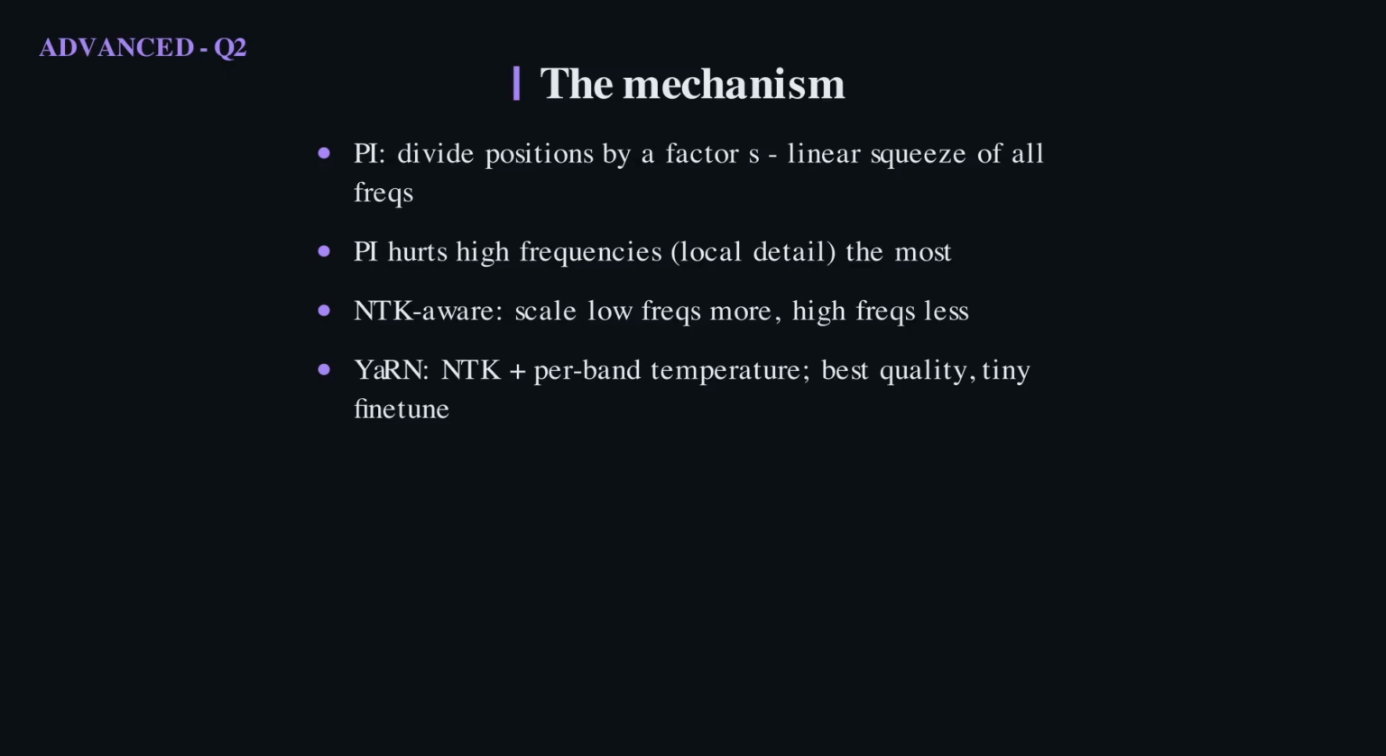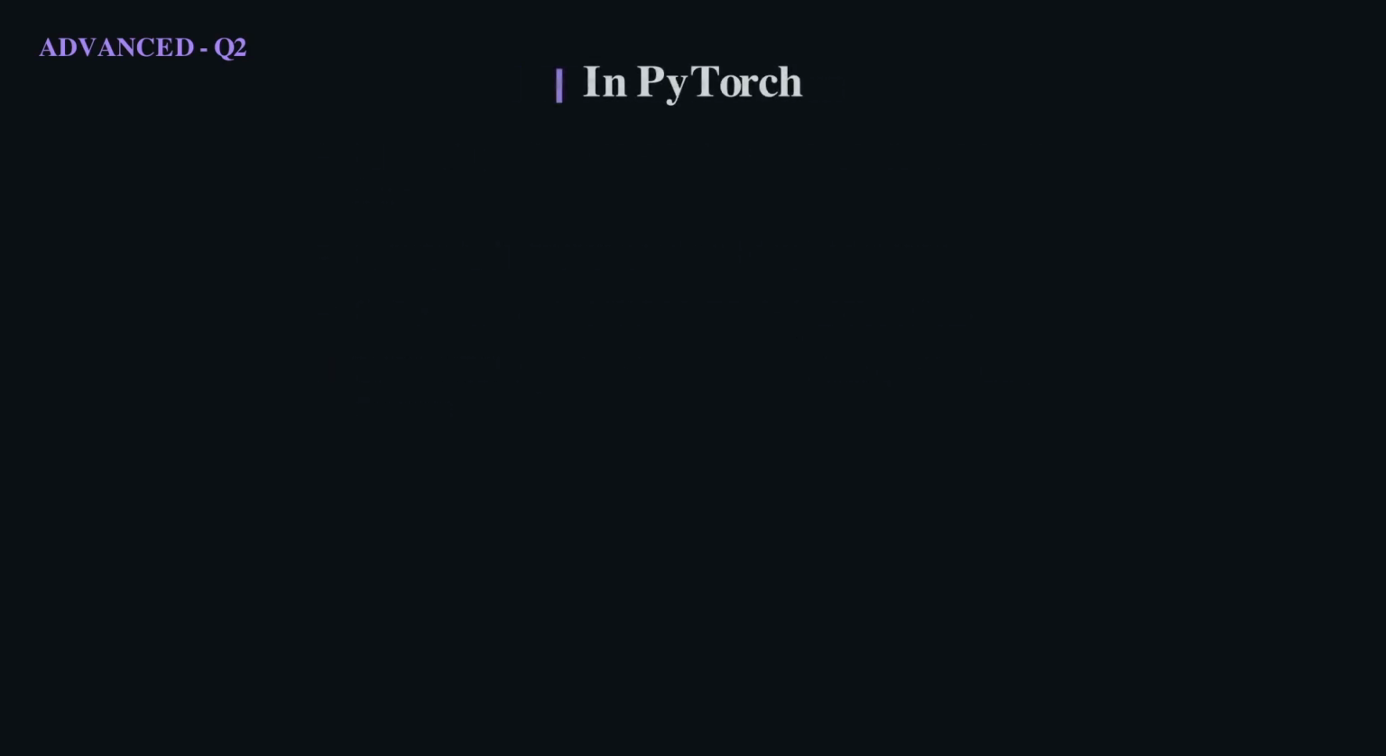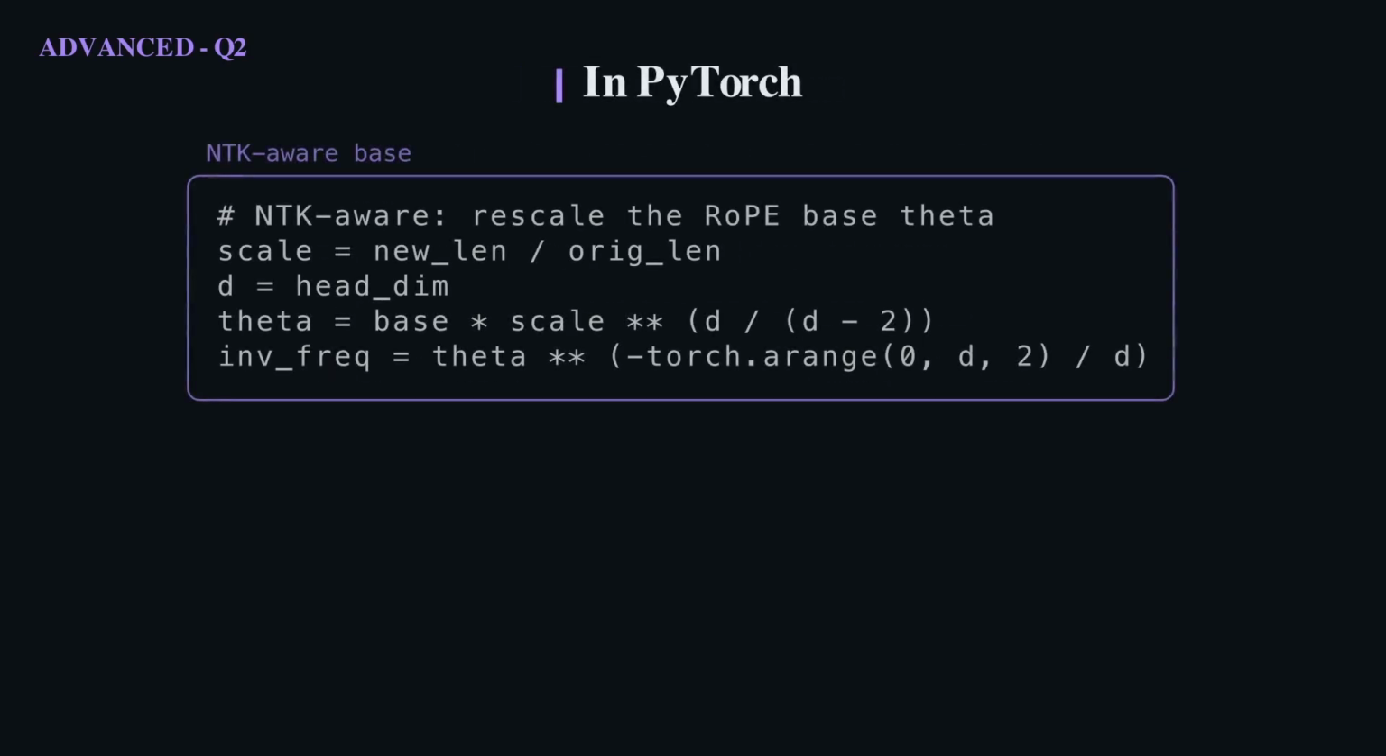NTK-aware scaling instead stretches low frequencies more than high ones. YaRN combines that with a per-band temperature and a short fine-tune. NTK-aware scaling is shockingly small. You just raise the rope base theta by a power of the scale factor, which stretches low frequencies while sparing high ones. A few lines can quadruple a model's usable context.